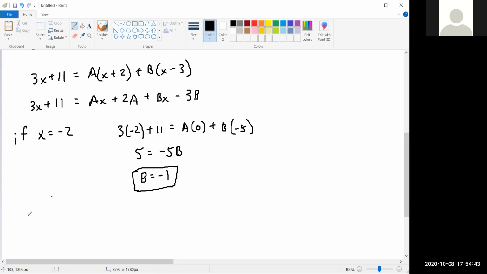Okay, so to find a, we can just choose another convenient value for x to get another equation. To find a, we want to basically get rid of this part of the equation right here. And to get rid of that part, we can just let x equals 3. So if x equals 3, then we have 3 times 3 plus 11 is equal to a times 3 plus 2, which is 5, plus b times 0.